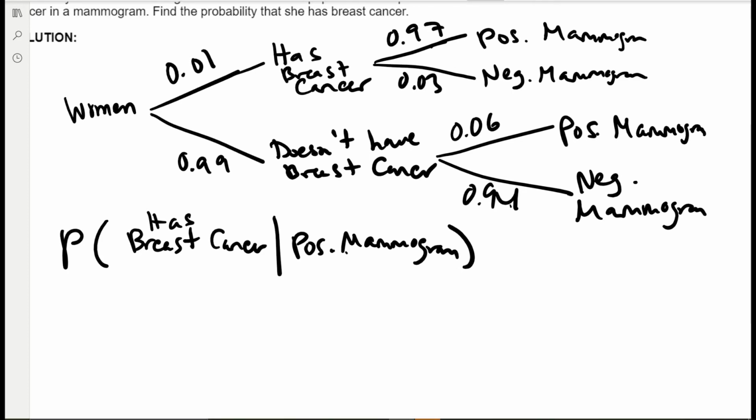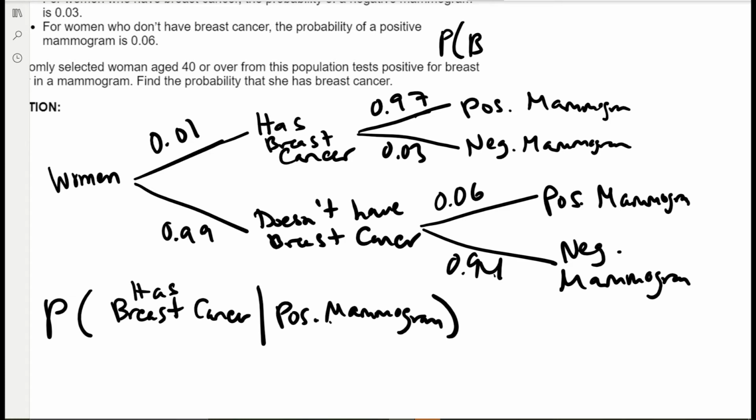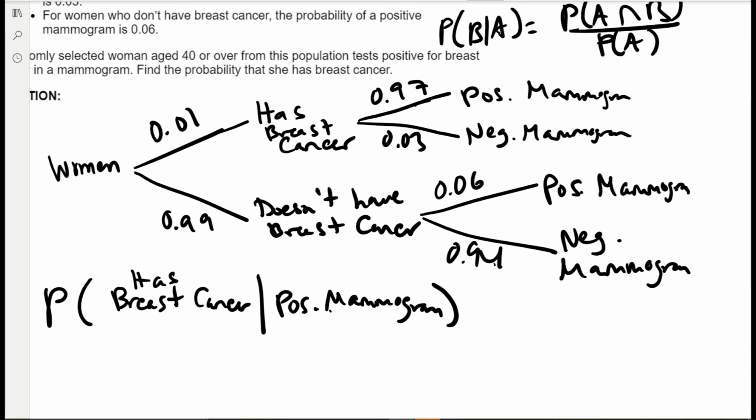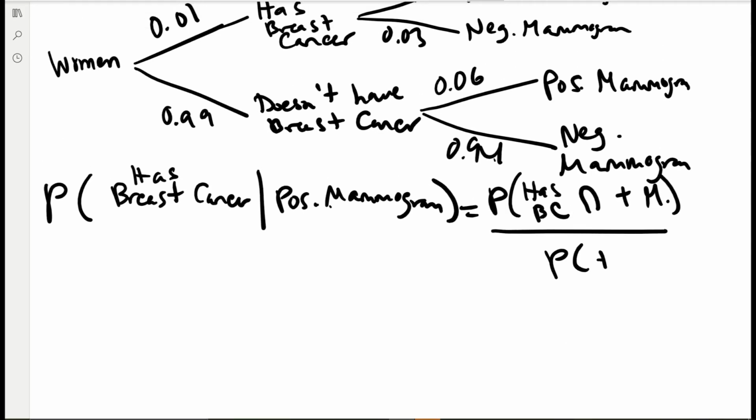Well, we can calculate this conditional probability using the formula for conditional probability. If you recall, the probability of B given A is the probability of A and B divided by the probability of A. So in this case, if we use that formula, this is the probability of has breast cancer, I'll just say has BC, just to shorten that, and a positive mammogram, so plus sign and M for mammogram, over the probability of a positive mammogram. So that's our formula.